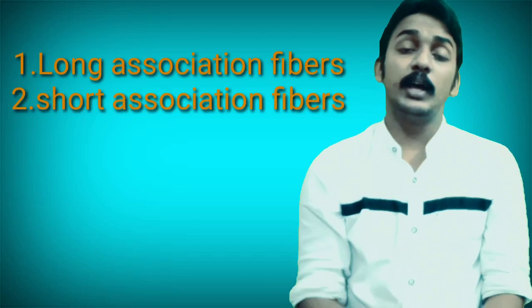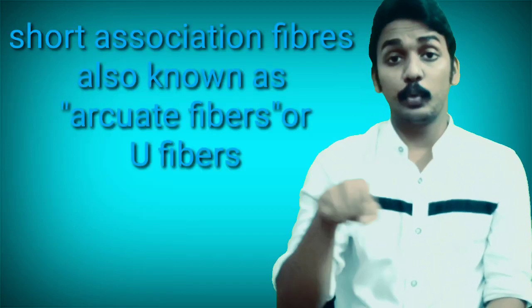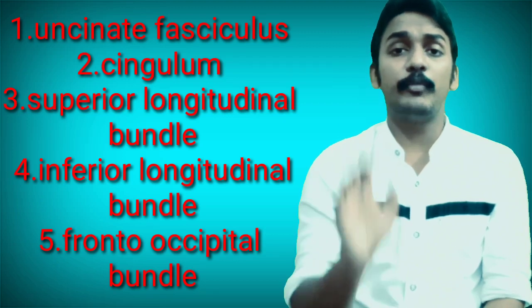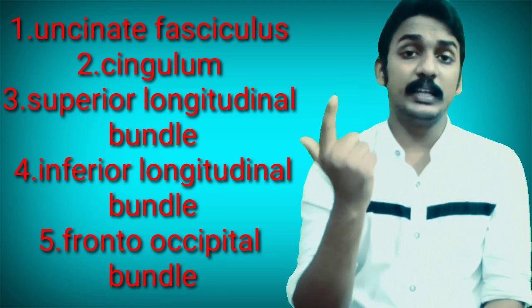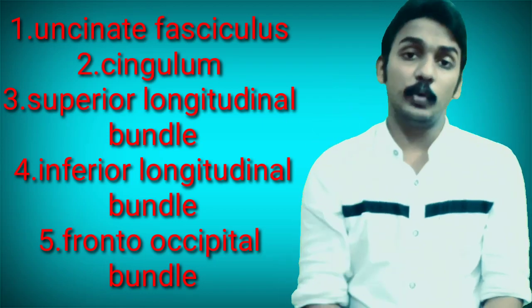First of all, let's see association fibers. The association fibers can be broadly classified into two: long association fibers and short association fibers. First, we'll see the short association fibers. They are also known as arcuate fibers or U fibers because they interconnect the adjacent gyri by hooking around the sulcus, hence the name U fibers or arcuate fibers. And the long association fibers are arranged into five different bundles: the uncinate fasciculus, the cingulum, the superior longitudinal bundle, the inferior longitudinal bundle, and finally the fronto-occipital bundle.